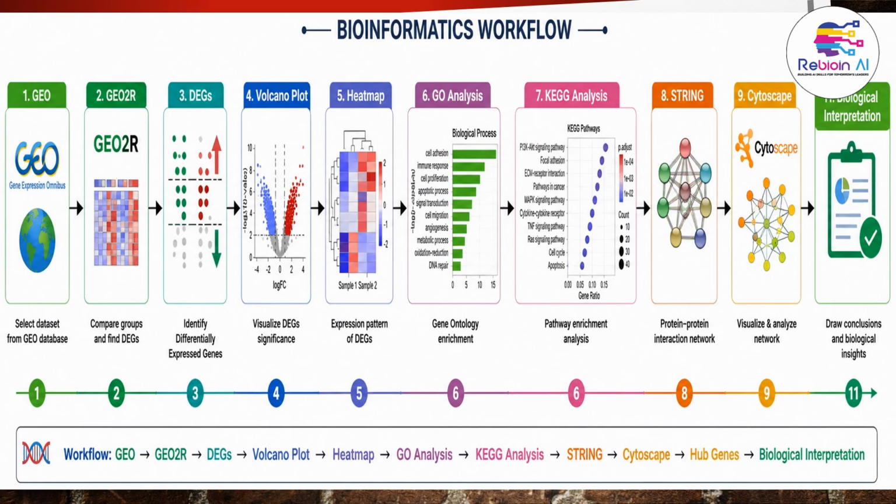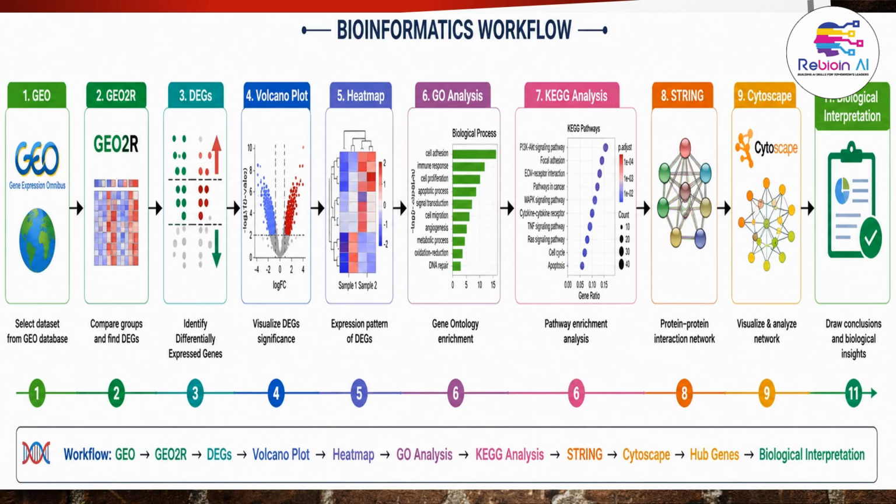Gene ontology, GO analysis. The identified genes are analyzed using gene ontology to determine the biological process, molecular function, and cellular components in which they are involved. KEGG pathway. KEGG pathway analysis is performed to identify the signaling pathways and biological mechanisms that are significantly associated with the differentially expressed genes. STRING database. STRING is a protein-protein interaction network showing how the proteins interact with one another.